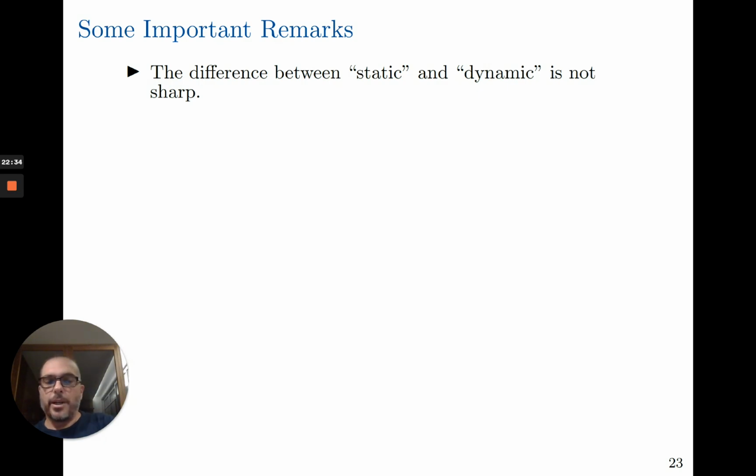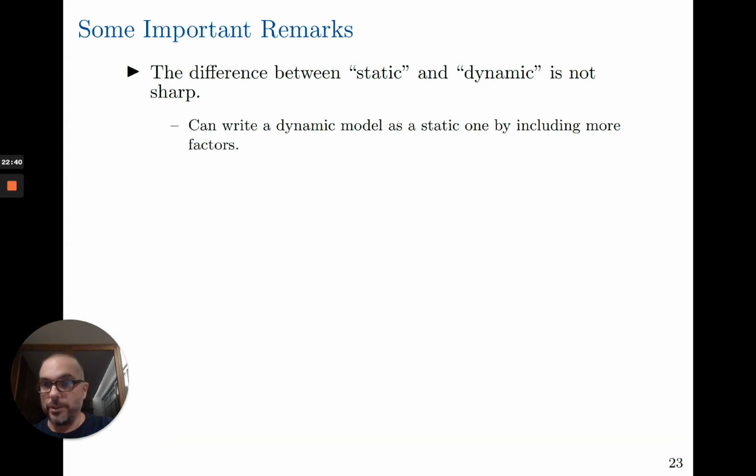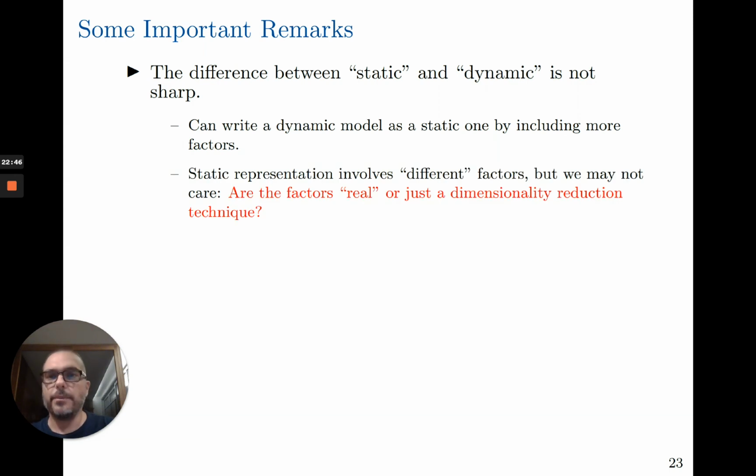What are some important remarks that we have to make? What's the difference between static and dynamic factors? This is not a sharp difference. We can also write a dynamic factor as a static one by including more factors. A static representation involves more factors, but we may not care, because are the factors real or just a dimensionality reduction technique? That's an open question. We can discuss that more during our live session on Friday, but that's the key. How do we give interpretation to this factor model? What are these principal components? Can we give an economic meaning?